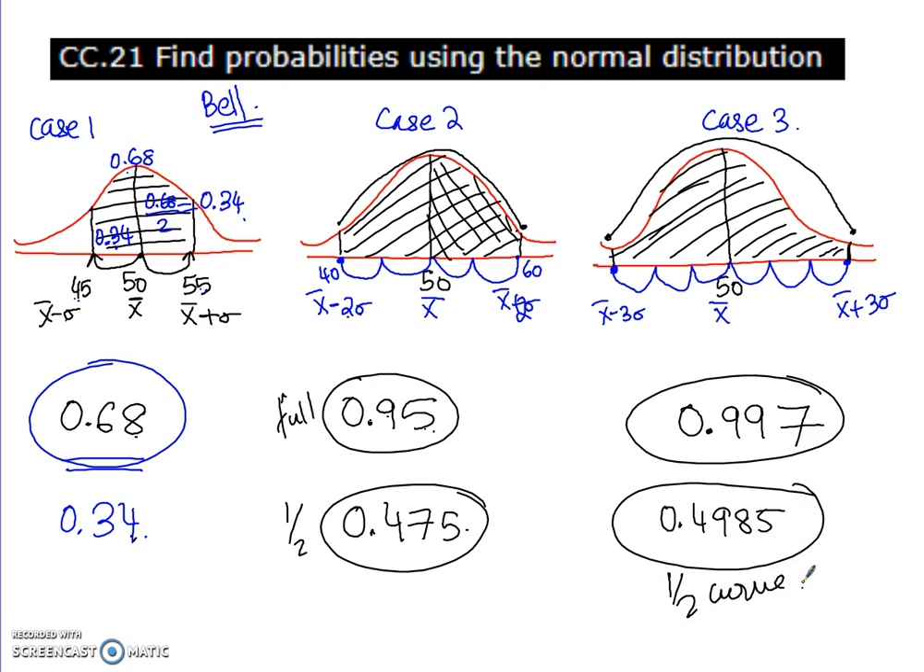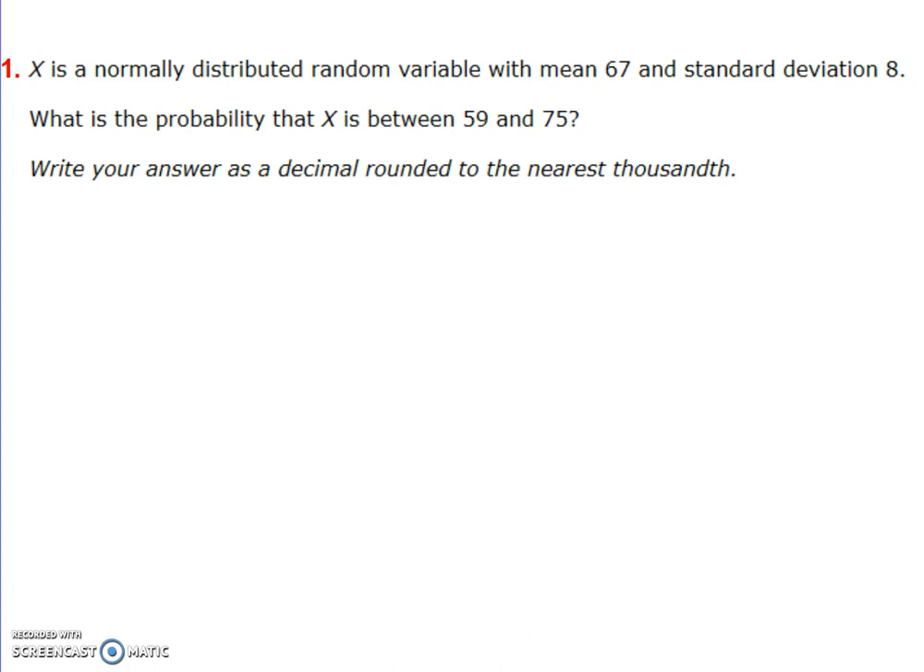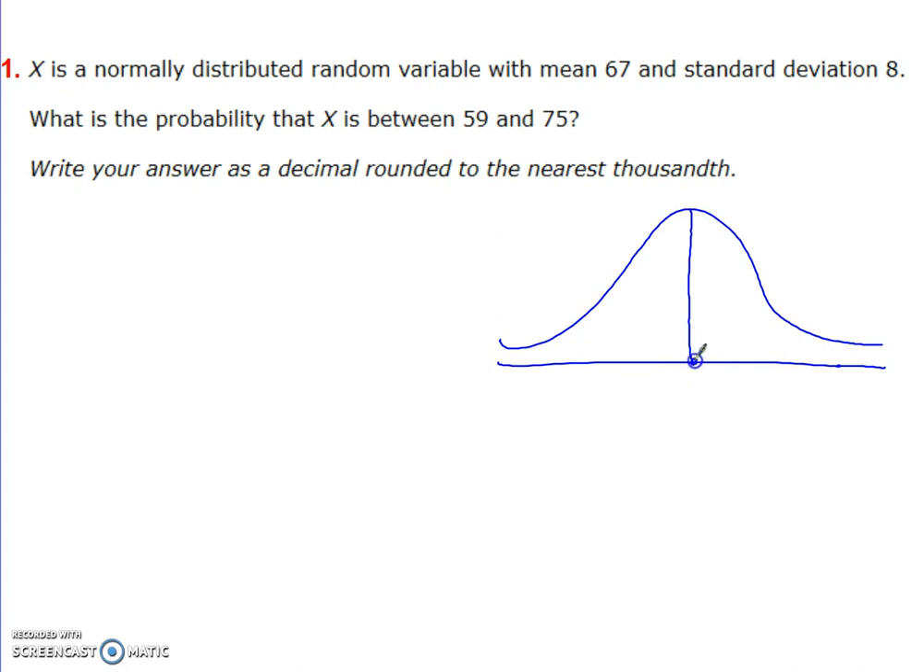After you understand this, we'll go and do the problems now. Number 1: x is a normally distributed random variable with mean 67. Let's roughly draw our graph. We know the mean is 67 and the standard deviation is 8. What is the probability that x is between 59 and 75? 59 is somewhere here, less than 67, and 75 is somewhere here, greater than 67.